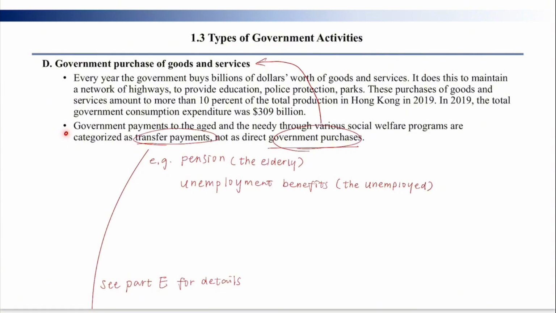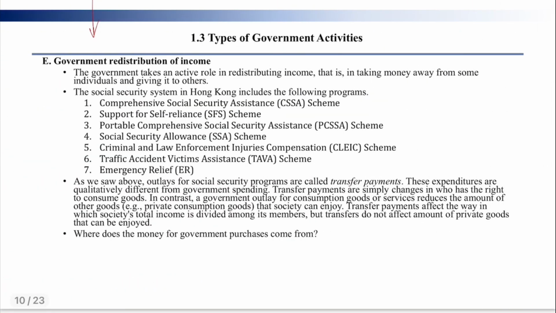And here is a sentence that explains the difference between transfer payments and government purchase. The government purchase is what we said before. Transfer payments are like giving money from person A to person B, like the pension and the employment benefits, right? So let's turn to the next part, the fifth type of government activities, the government redistribution of income.